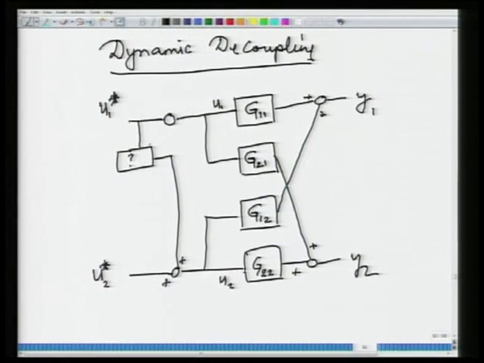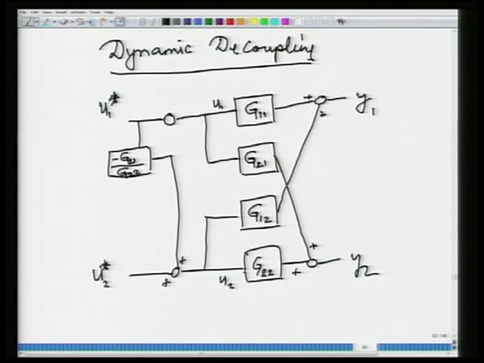What should go in here should be such that this and this are negative of each other. So, if u1 is going up as a step, y2 will go to g21. What I would like is that this signal should be minus g21. For this signal to be minus g21, this signal should be minus g21 by g22. So that is what goes in here: minus g21 by g22.